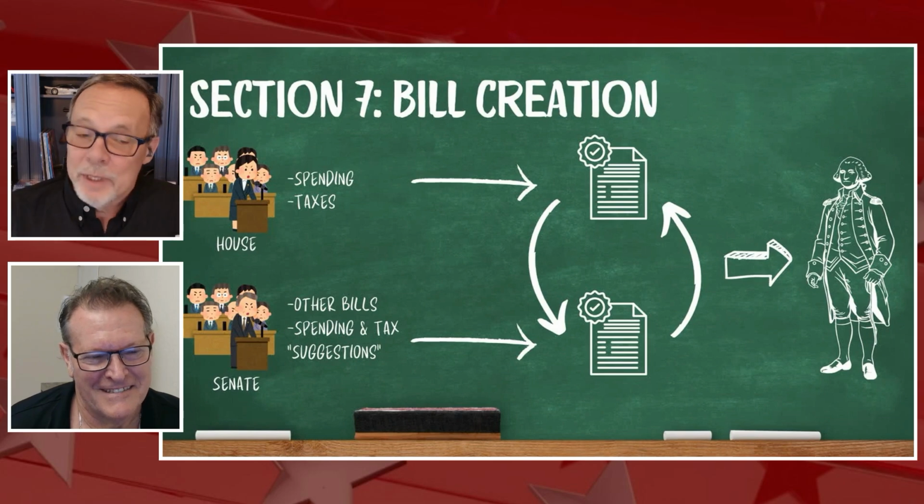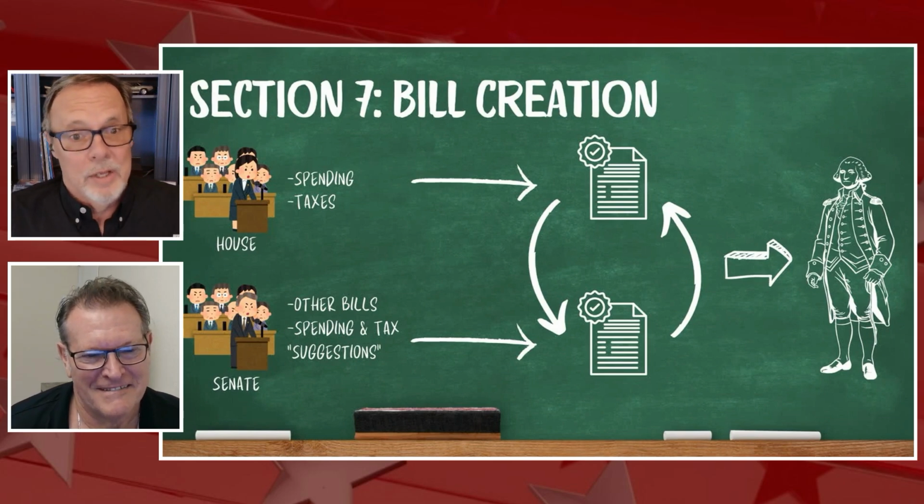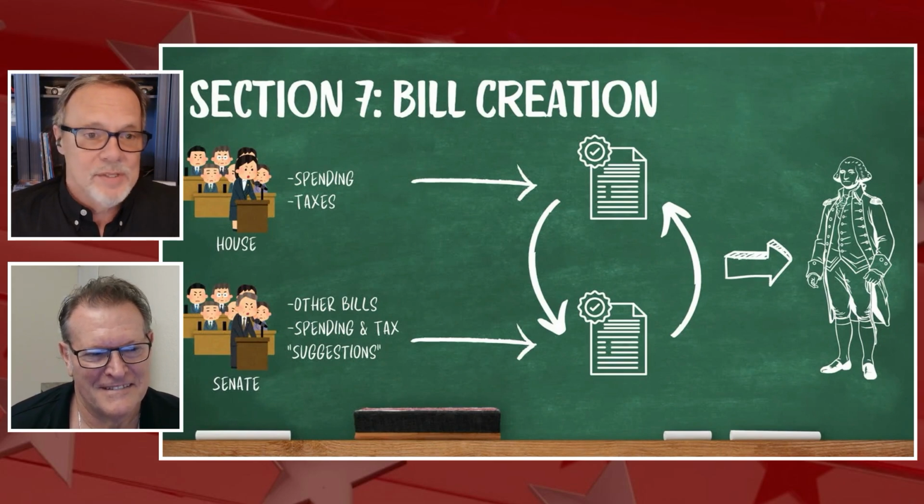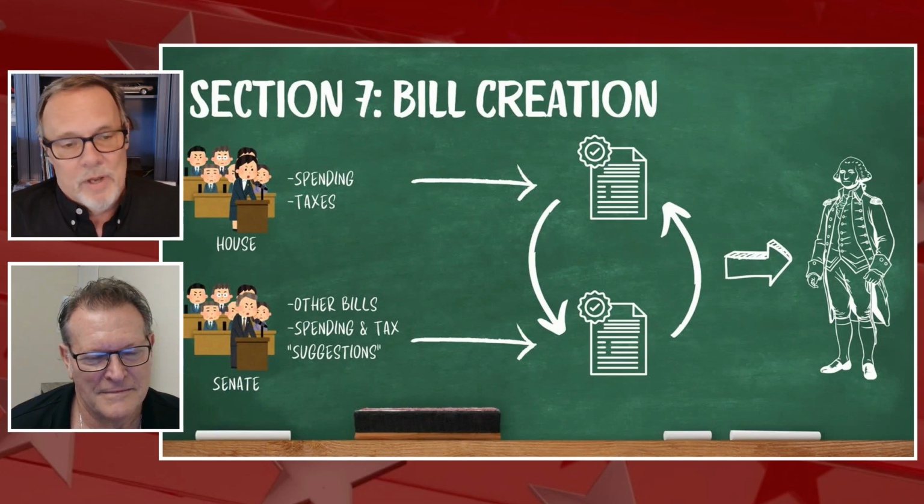Article 1 does define how laws are to be made. And the short version is this: the House and Senate have to agree on legislation before it goes off to the president for signature.